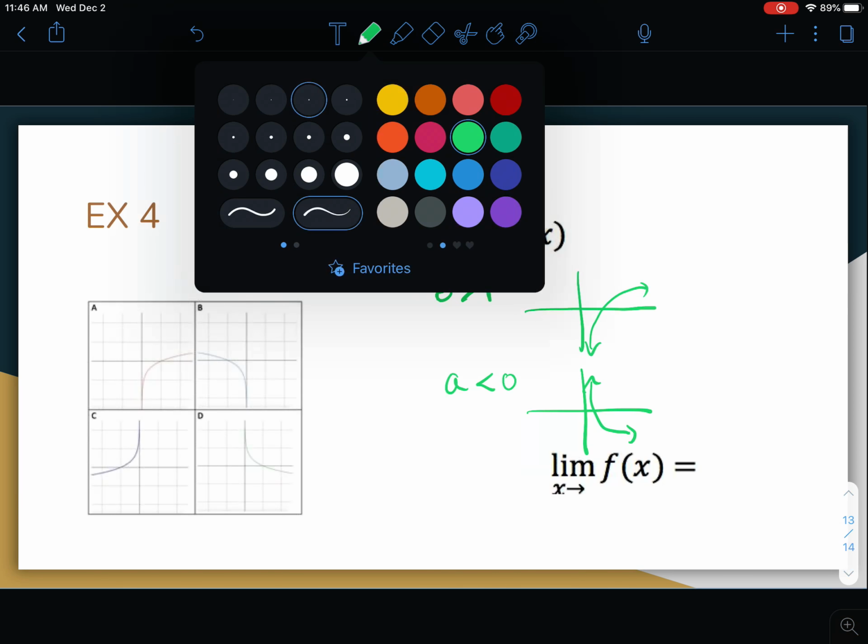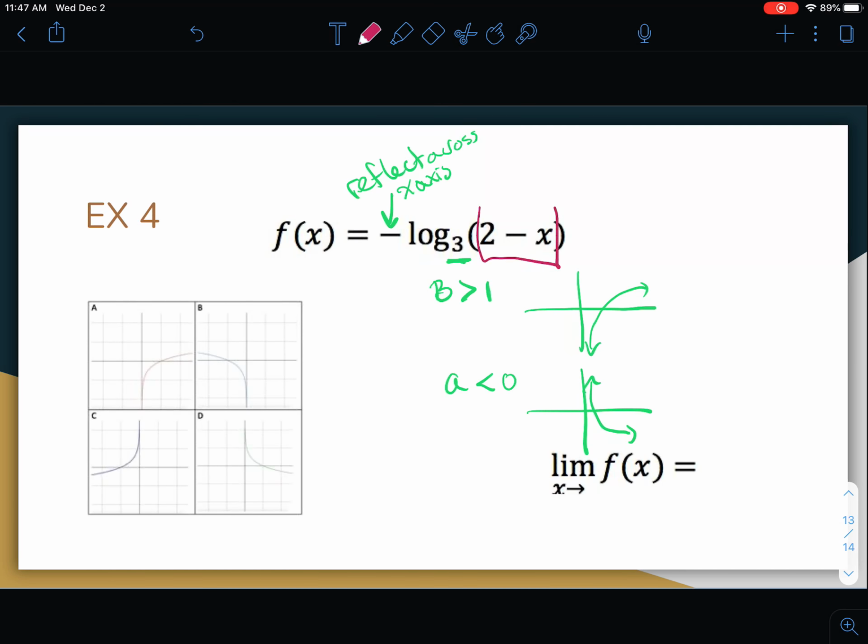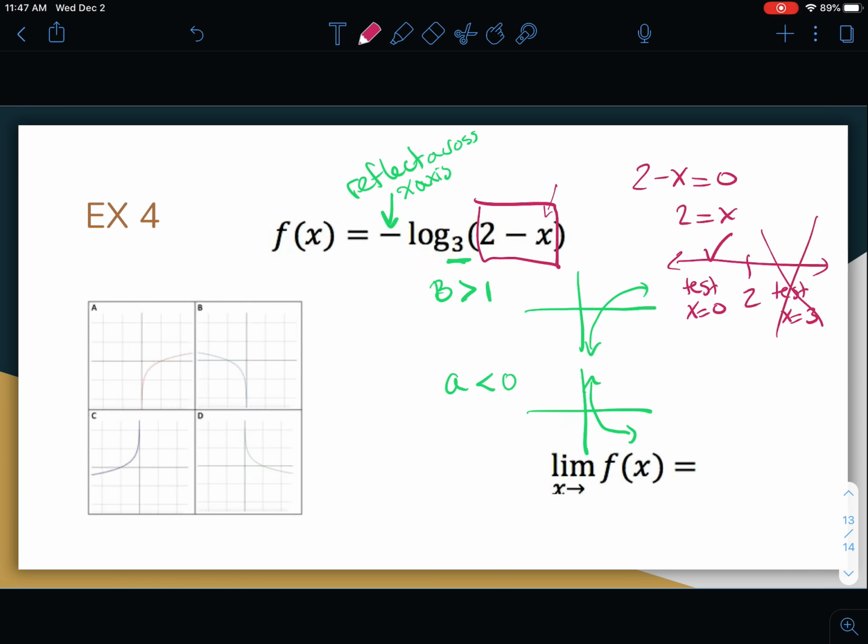And now here's the new part with this example. Take a look at this. 2 minus x equals 0, so 2 equals x. Let's test. So test x equals 3 and test x equals 0. When I plug in x equals 0, I get a positive argument. This side works. On the right side, if I put a 3 in, nope. So the domain is going to be from negative infinity to 2. Now this tells me it's going to have to be B or C.